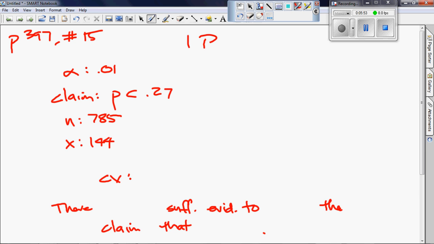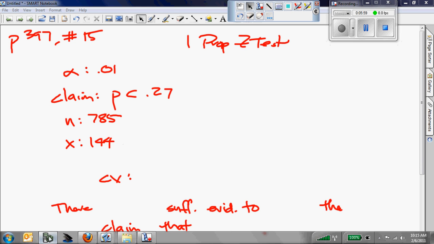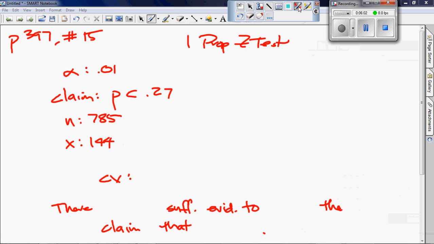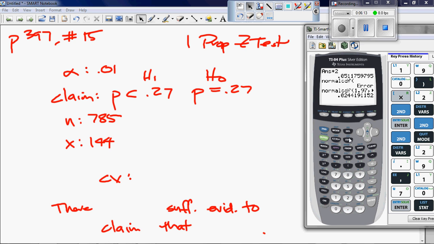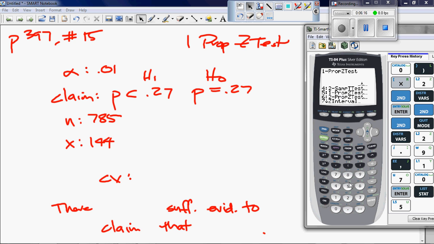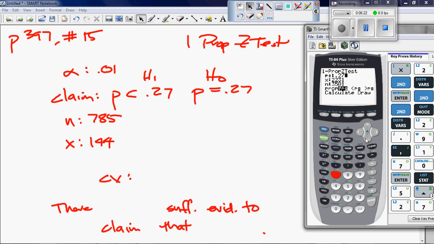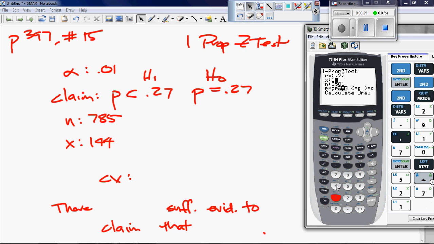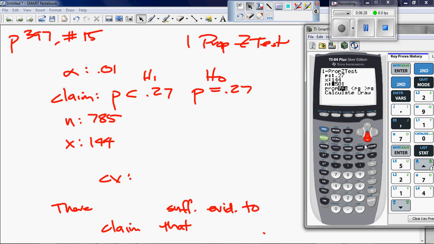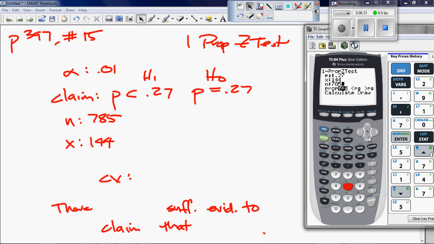We're going to use one prop z-test. Before we do that, the opposite of our claim is p equals 0.27. This is our null hypothesis, and our claim, p less than 0.27, is our alternative hypothesis. So one prop z-test. The value of our null hypothesis is 0.27. X is 144. N is 785. And the inequality we should highlight is less than.